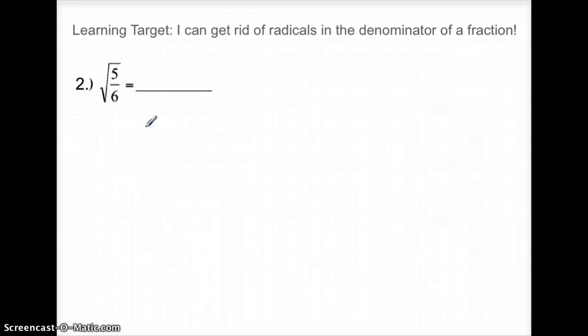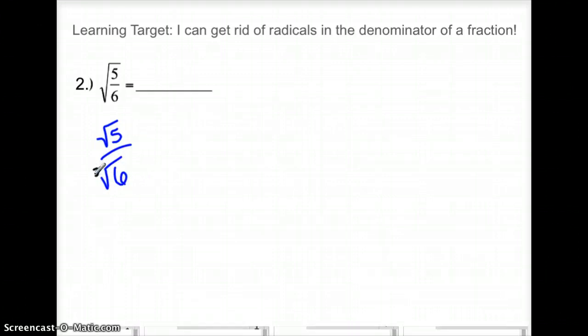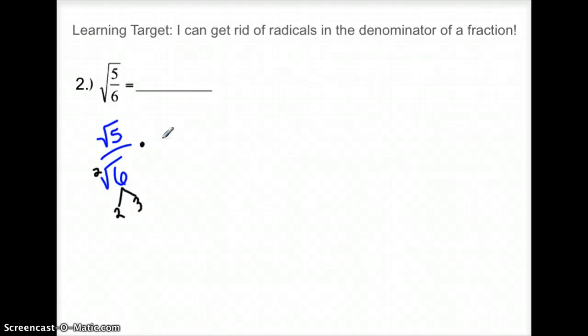Again, I've got one big square root house, so I'm just going to break them up: square root of 5 on top, square root of 6 on the bottom. Now, again, it's a square root house, so I'm looking for pairs. I need 2 things to circle to have a set. Now, 6, I can break that down. So let's see what we've got underneath on the bottom. I've got a 2 and a 3. So if I'm thinking about pairs, what do I need? Well, I would need another 2 and I would need another 3 to have a pair.